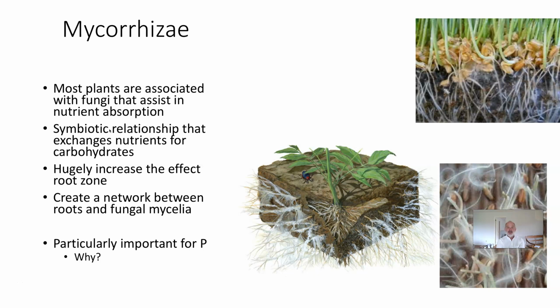The plant gets nutrients, the fungi get carbohydrates. This really increases the effective root zone, and it creates this network of roots and fungal mycelia, these hairs that go from it. It's particularly important for phosphorus because the phosphorus is there, but it's locked up, and the fungi can help unlock it. Some of these are ectomycorrhiza that live partially inside the roots themselves, and they have a relationship that we're just trying to understand.